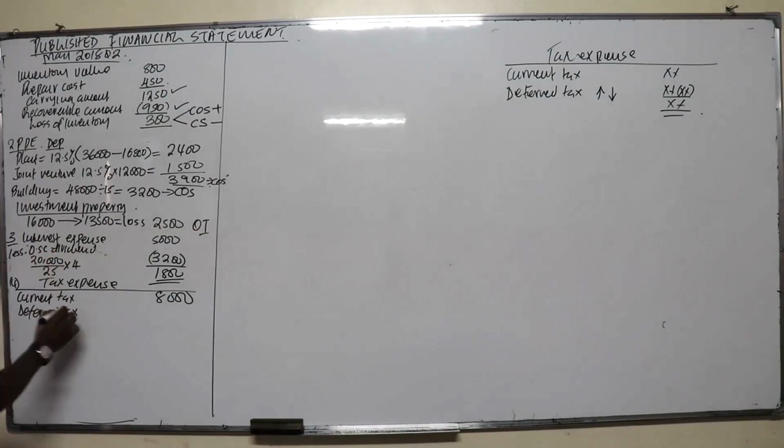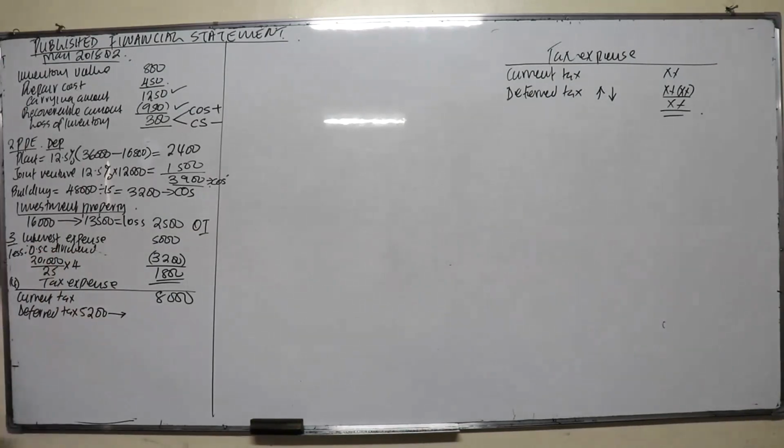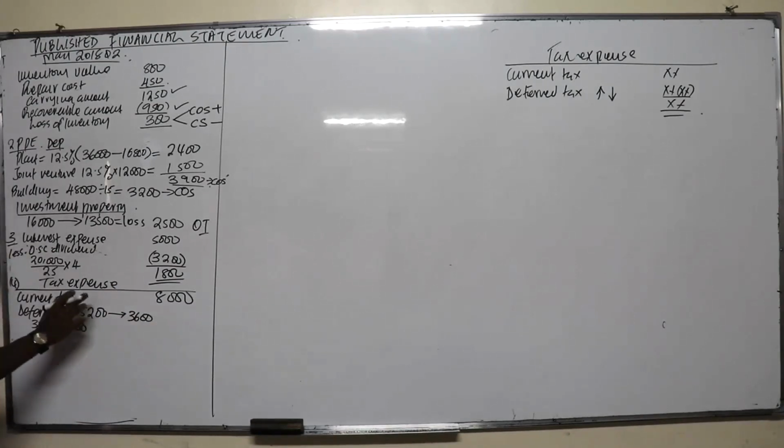The opening balance is 5,200. You compare against the closing balance, which is 30% of the net taxable temporary difference, which you are told is 12,000. 30% of that is 3,600. So the opening balance was 52 and the closing balance is 36.